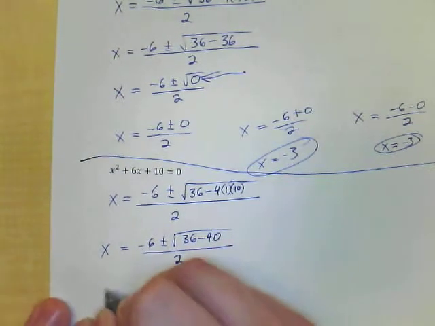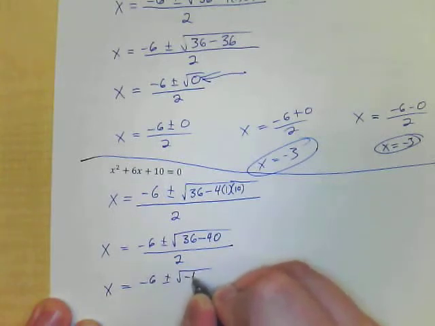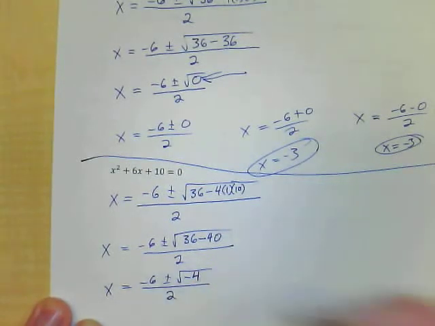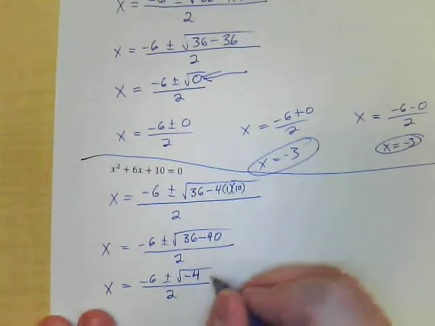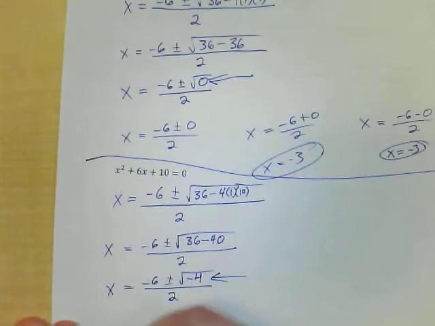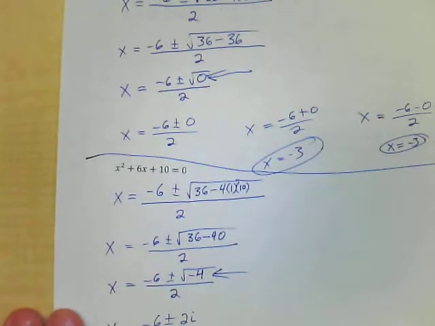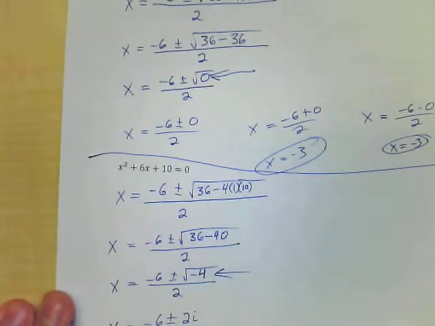So we get negative 6 plus or minus the square root of 36 minus 40, all over 2. And so we get x equals negative 6 plus or minus the square root of negative 4 over 2. And now we have a negative number underneath the square root. And so when we try to work this out, well, the square root of negative 4 is 2i. So we get all this over 2. We can simplify this a little bit.